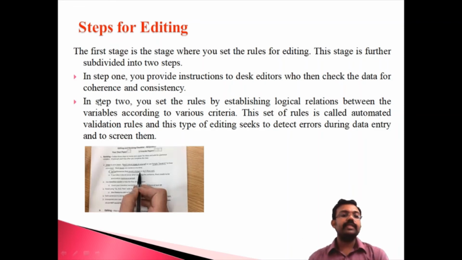And step 2 is another important step. This first stage is already discussed. The stage is subdivided into two steps. The first step is to provide the instruction to the desk editors, and the second step is to set the rules establishing the logical relation between the variables. You must communicate to the editor what the important variables used in your study are, and make the logical connection between these variables according to the criteria. These are called automated validation rules, and this type of edit seeks to detect the errors during data entry and screening.